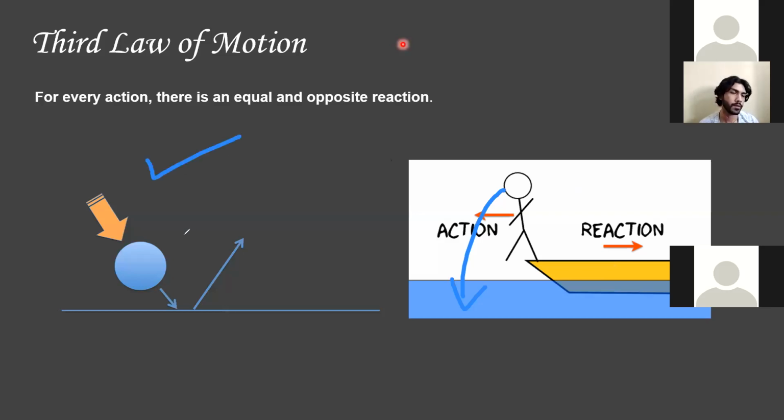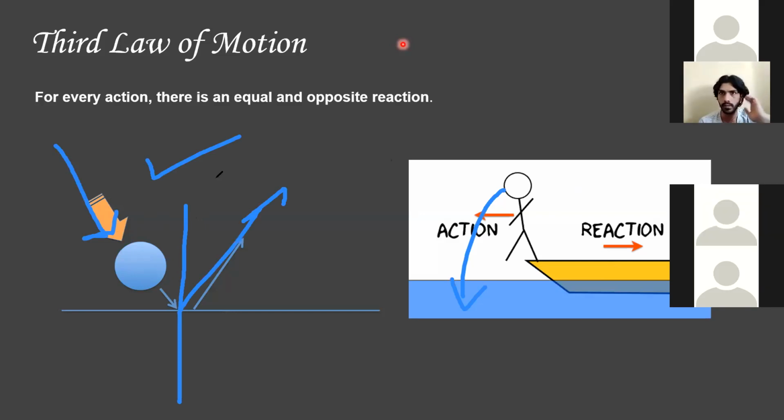And if you look at the first image over here, same thing. The ball is coming from this direction, and the exact opposite direction of this ball is this, and that is the reason why the ball, whenever you play cricket or football or whatever, goes in the opposite direction. So this is nothing but the third law of motion.